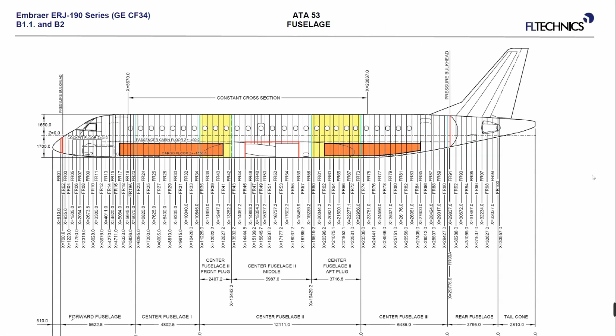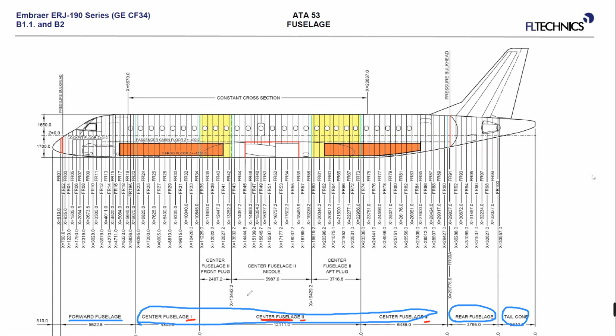Forward, center, rear fuselage, and tail cone. In addition, the center fuselage is divided into 3 sections: center fuselage 1, center fuselage 2, and center fuselage 3. Okay, one more time. We have forward fuselage in general, center fuselage in general, and we have rear fuselage and tail cone. But center fuselage is divided in 3.